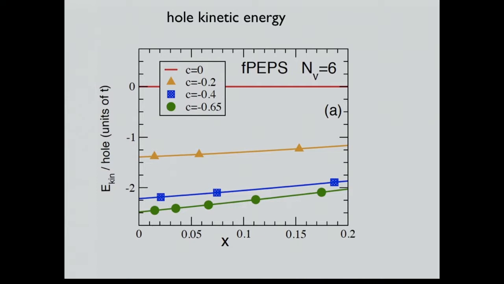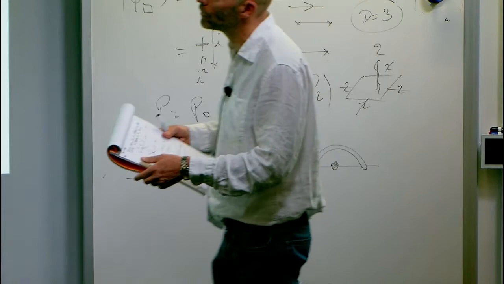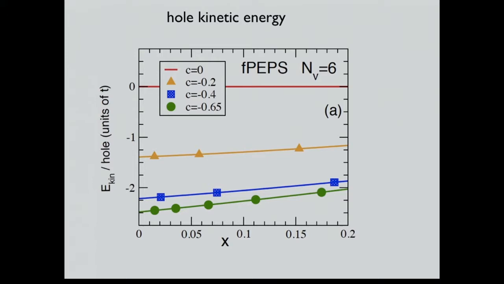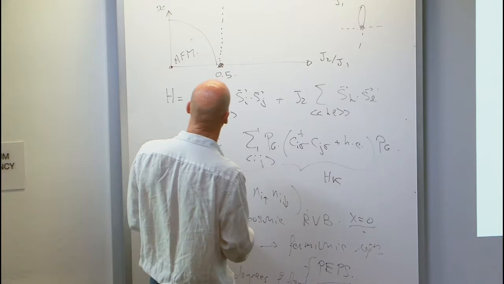So this we can reproduce. When we increase the parameter c, you see that here the kinetic energy per hole is getting as low as minus 2.5 t, and we know that this is the right order of magnitude, basically. So the simple ansatz can reproduce that. And so the last point we need to understand is basically the nature of the phase we have here. And what we find is that this phase is a superconductor.